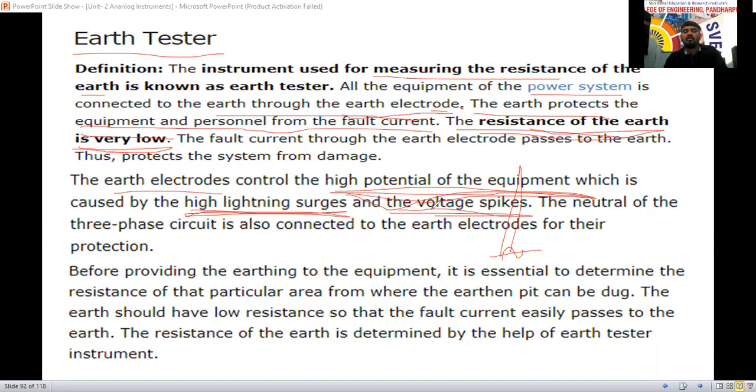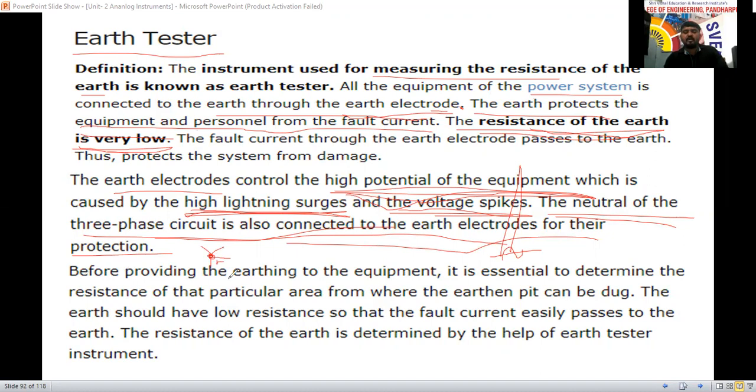The neutral of the three-phase circuit is also connected to the earth electrode for protection. If anywhere in the three phases there is leakage, all the terminals connect at the neutral point, and the current will flow through the earth. We are providing the path now. These are phases 1, 2, 3, and this junction point is also connected to the earth.